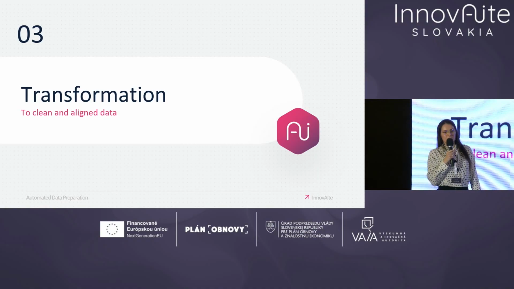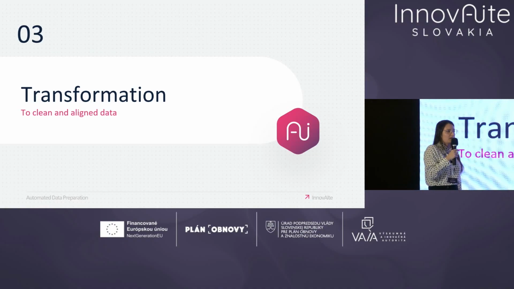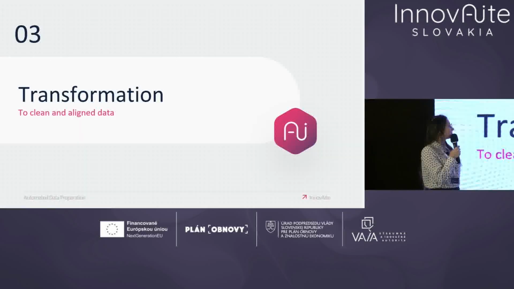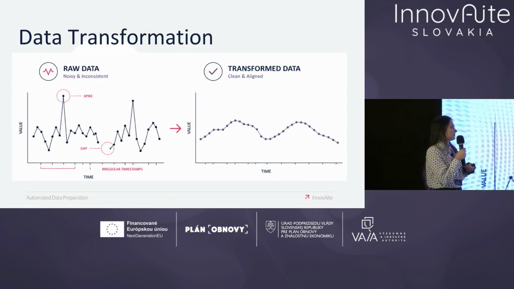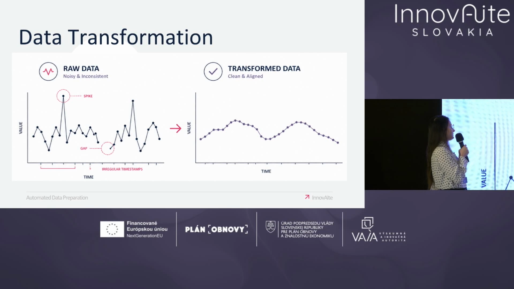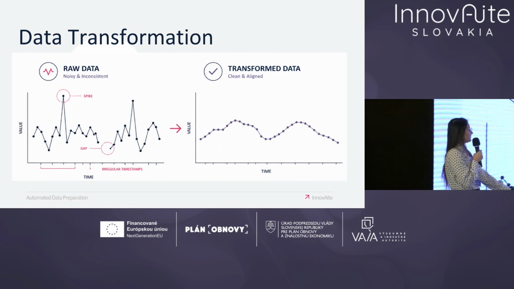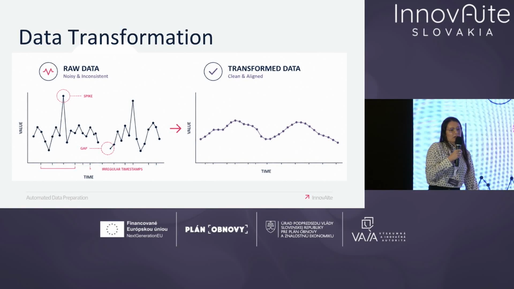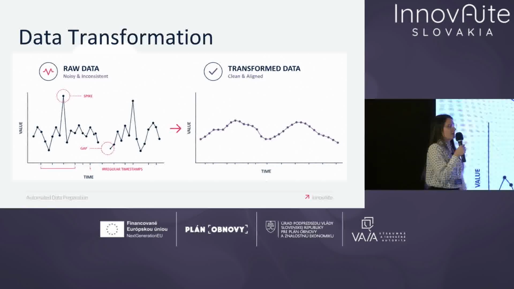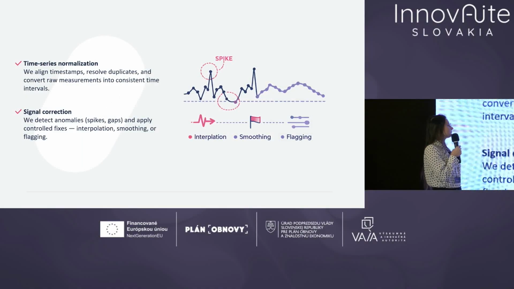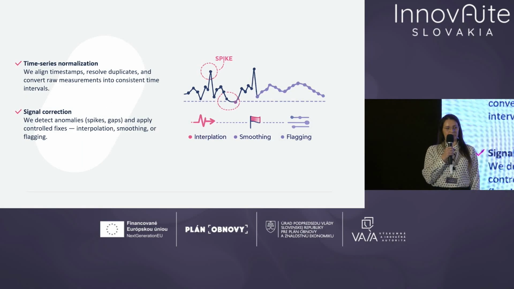Next step is transformation. We detected all the problems, and after that we need to address them. This is a standard data set input, so there are gaps, there are peaks or spikes, and we have identified them and we need to address them. And this is how we do it.